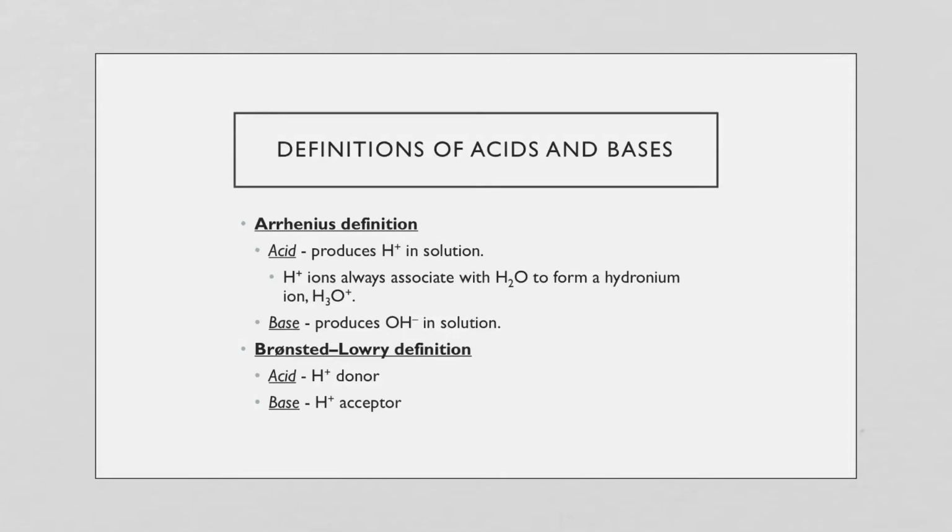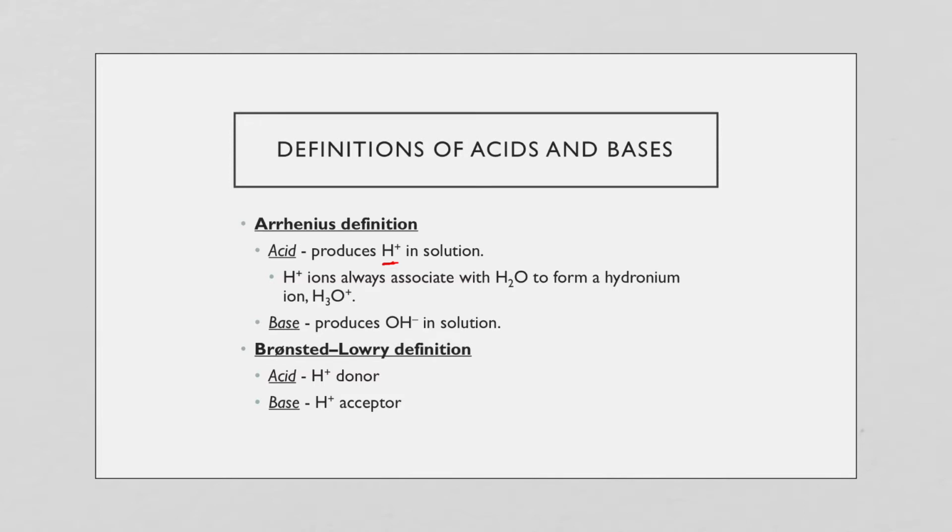Welcome back. So in this little video, we want to start talking about some ways that we define acids and bases. So there's two basic definition systems. We have what's called the Arrhenius definitions, and these are some of the older definitions. And under this system, an acid is defined as a material that produces hydrogen ion in solution.